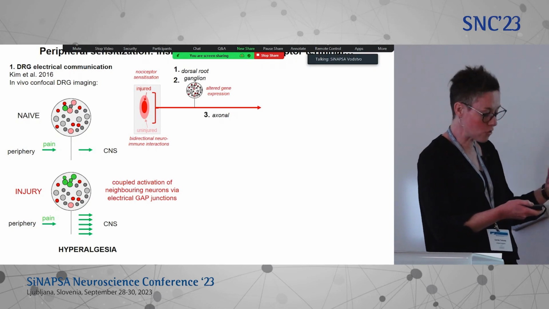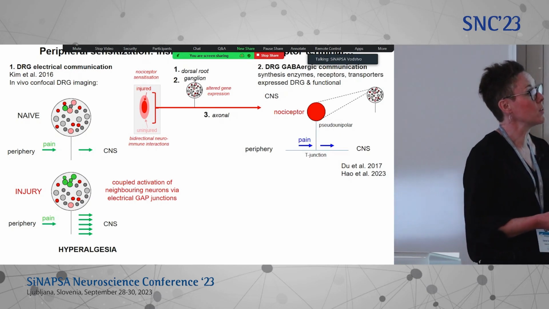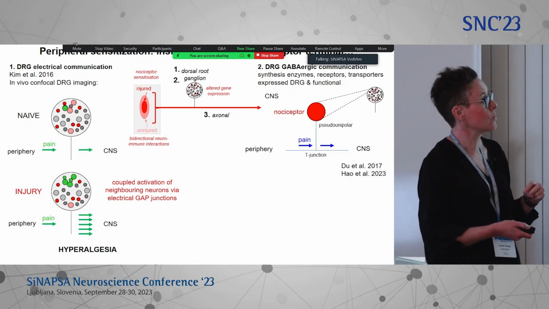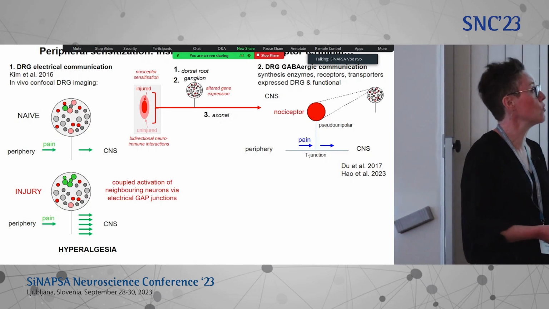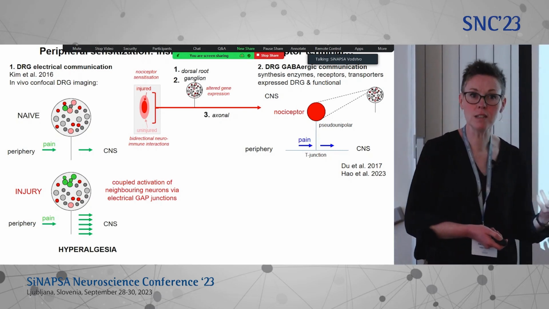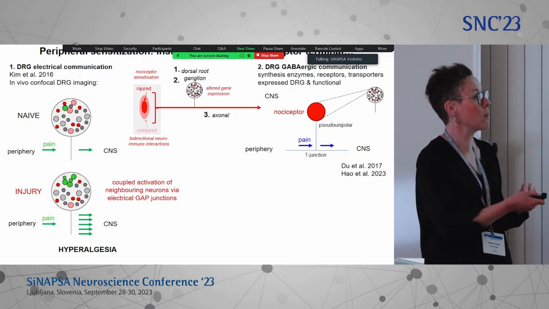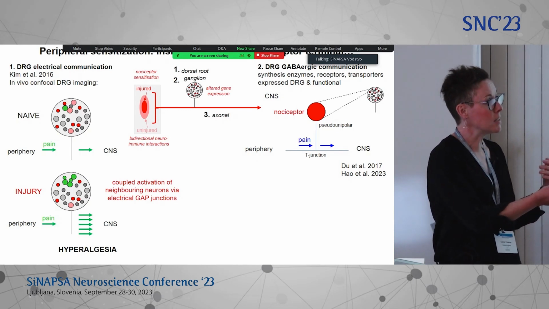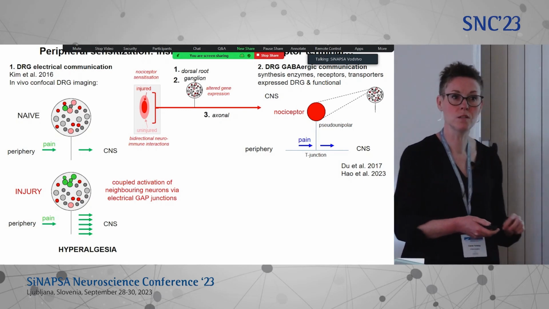So as well as electrical communication in the DRG, there is also evidence for GABAergic communication within the DRG. So the machinery required for GABAergic neurotransmission is present in the DRG and is functional. So you may remember that primary sensory neurons are pseudo-unipolar and they form a T-junction. And pain signals must cross this T-junction on their way to the CNS.